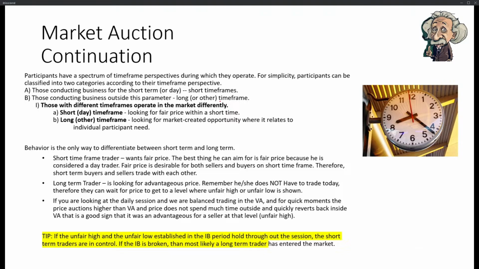The bottom tip, this is very important that you understand if you are waiting for initial balances. If the high and low established in the IB period hold throughout the session, the short-term traders are in control. If the IB is broken, that means other time frame participants joined the auction during, let's say, the 30-minute or 1-hour time frame from the cash open at 9:30. I would definitely keep that in mind as you progress and teach yourself patience.